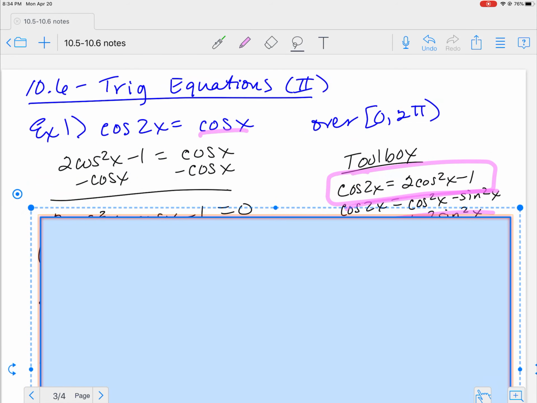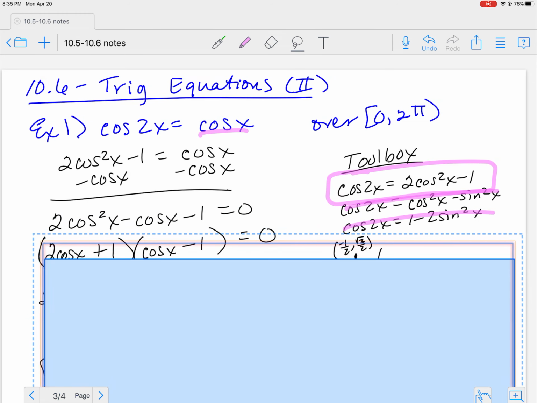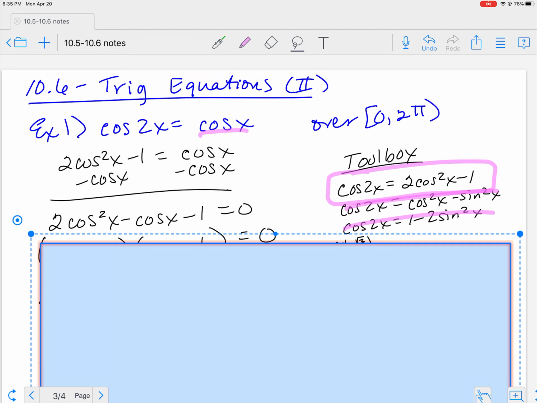Good. Now, here's the kicker. I wanted to see this toolbox is what I really wanted to see. See, this isn't working. Okay.